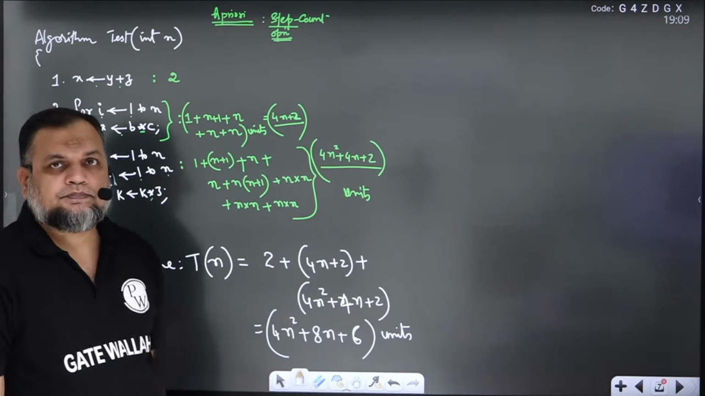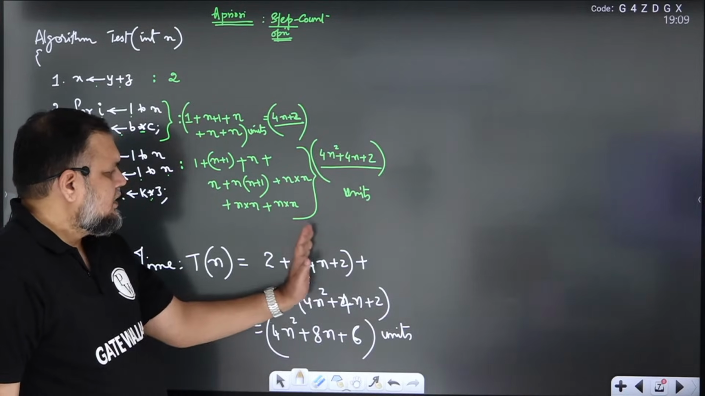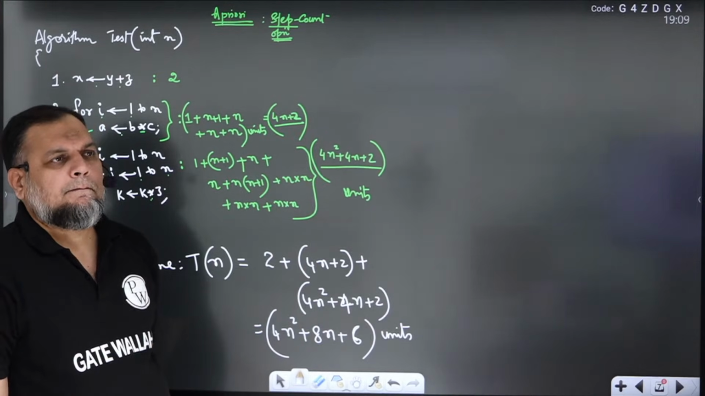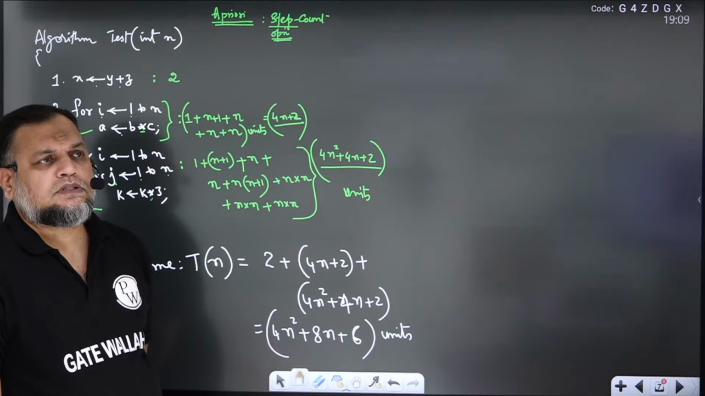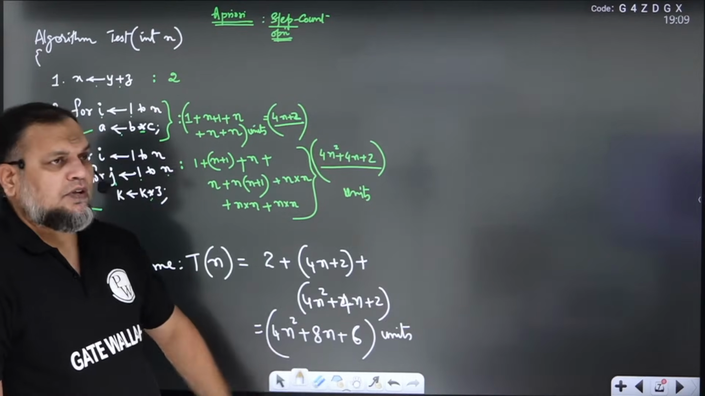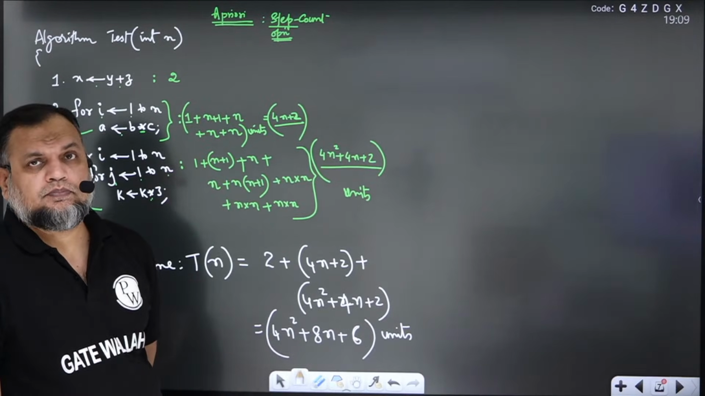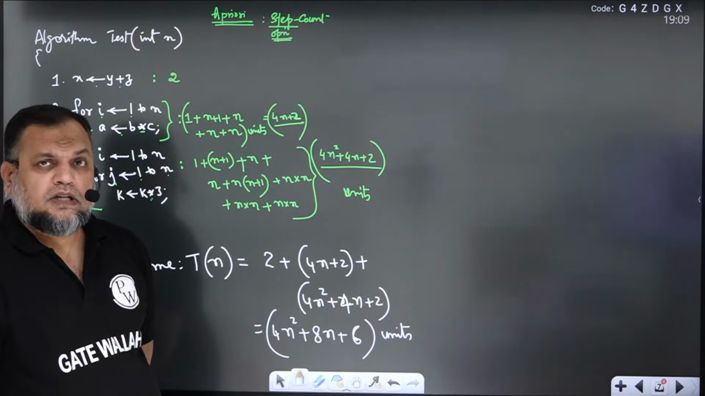This is how I get time of step 1, step 2, step 3. 4n square plus 8n plus 6. This is the total time. Okay, this is the approach.